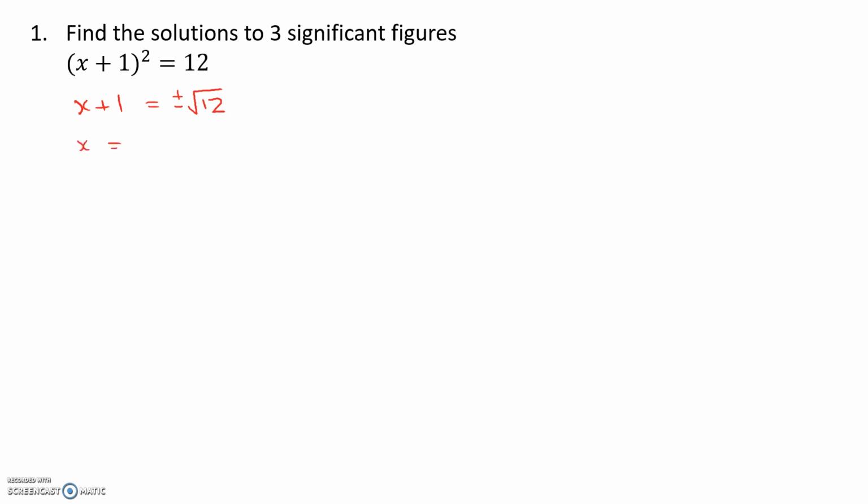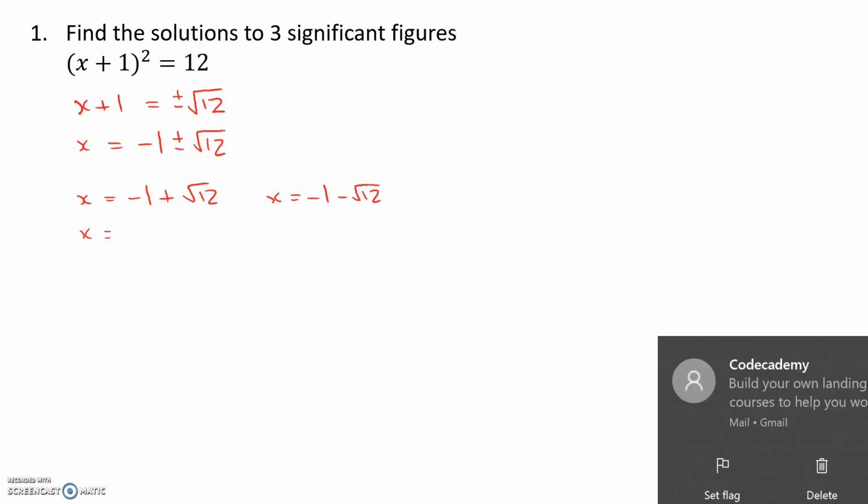It's going to give me x equals. Now we'd normally write negative 1, because I've subtracted 1 from the right hand side, plus or minus the square root of 12. So this really means x is equal to minus 1 plus root 12, or x is equal to minus 1 minus root 12. It's like two separate equations. So we can now work both of those things out.